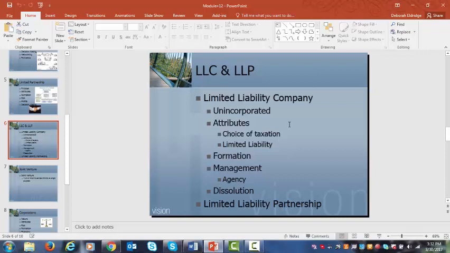So a limited liability company, that was very different than a limited partnership. With a limited liability company, you're looking at something that has some similarity to a corporation, but it's not a corporation. It is an unincorporated entity. Its attributes are that you can choose the type of taxation. In other words, do you want to be taxed as a partnership, or do you want to be taxed as a corporation? There are specifics to forming a limited liability company, and oftentimes people think the limited liability companies are definitely the way to go.